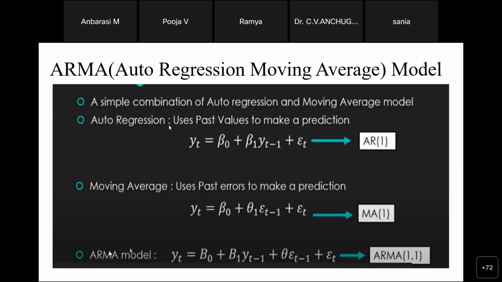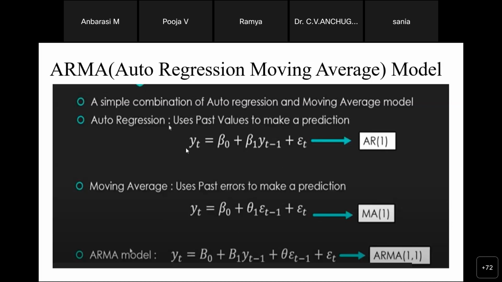Okay, so the next one is the ARMA model, the autoregressive moving average model. In this model, we have already discussed the autoregression model and the moving average model. The combination of these two is what we have in the autoregressive moving average model. So already we have seen that in the autoregression model, we are going to predict the future value based on the past value.